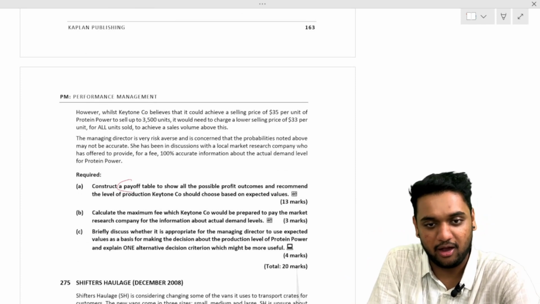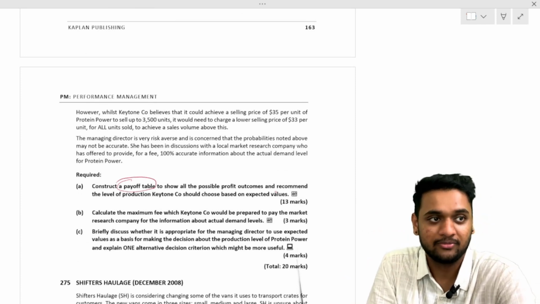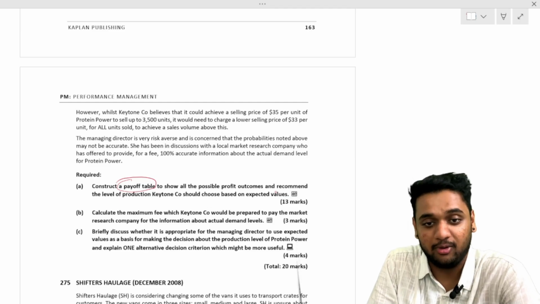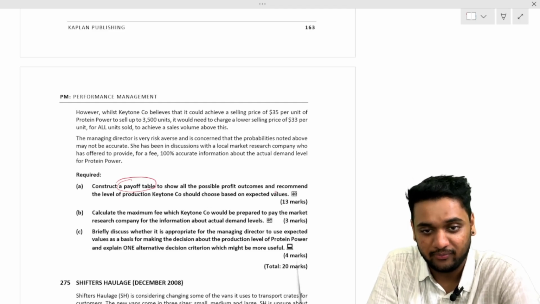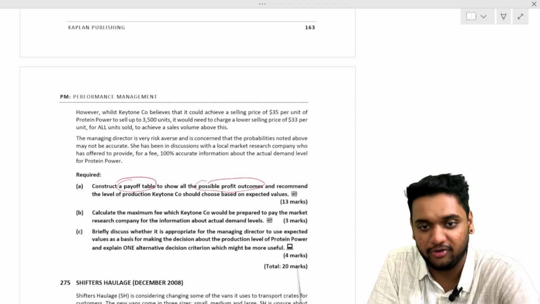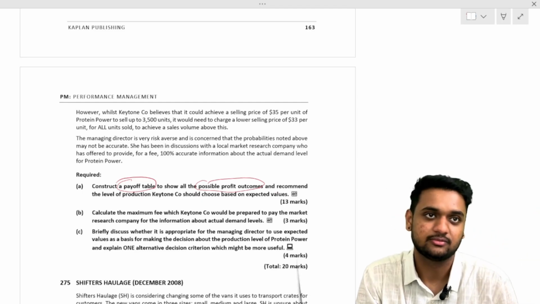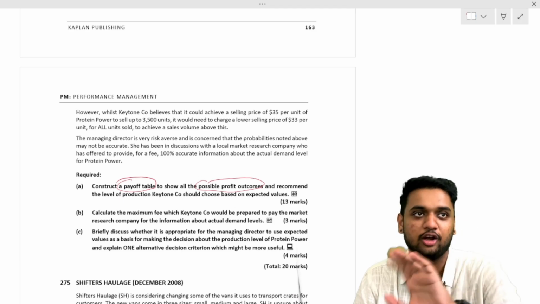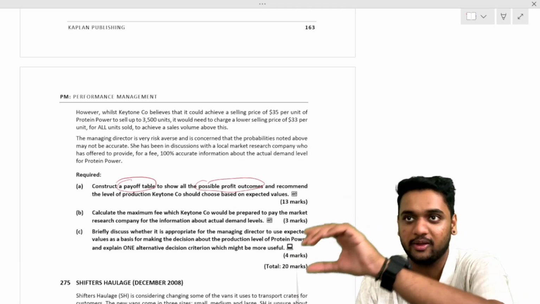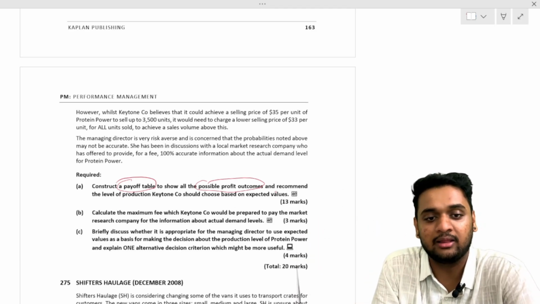Construct a payoff table, that we know how to do. What all values should that payoff table have? It should have possible profit outcomes. When you consider a payoff table, contribution should not be there inside it, profit should be there. And recommend the level of production.